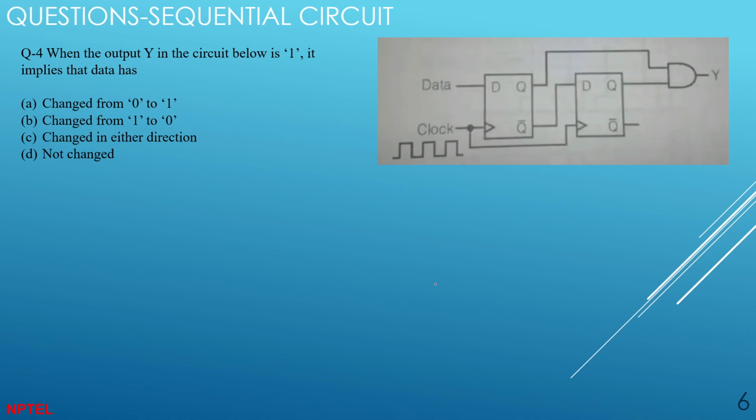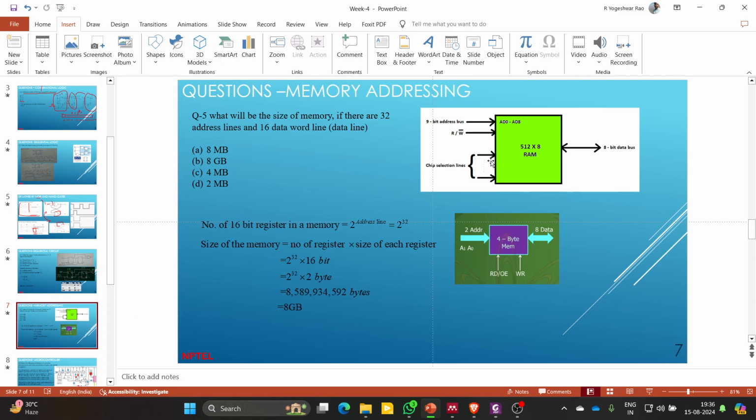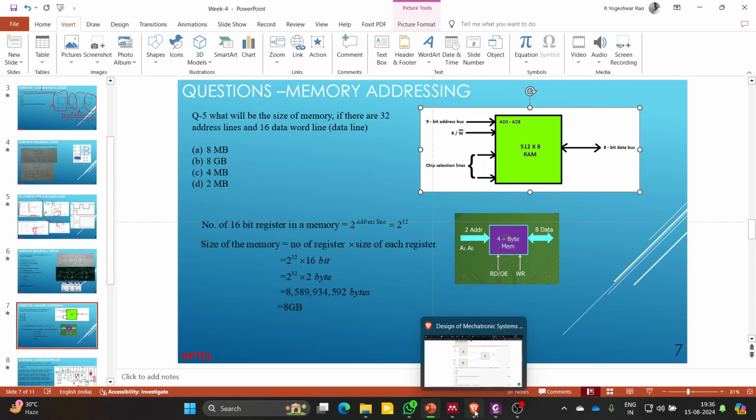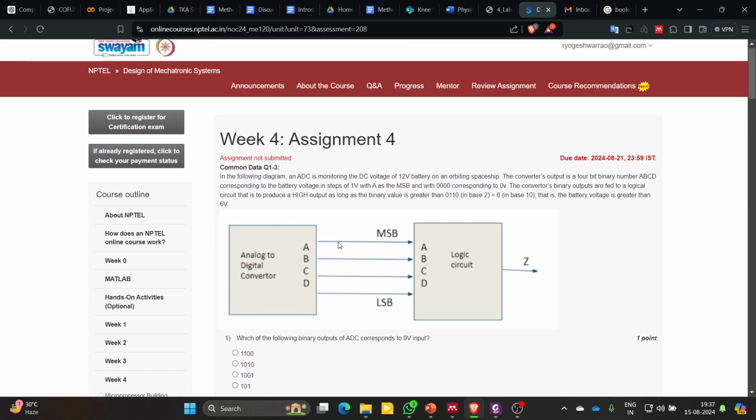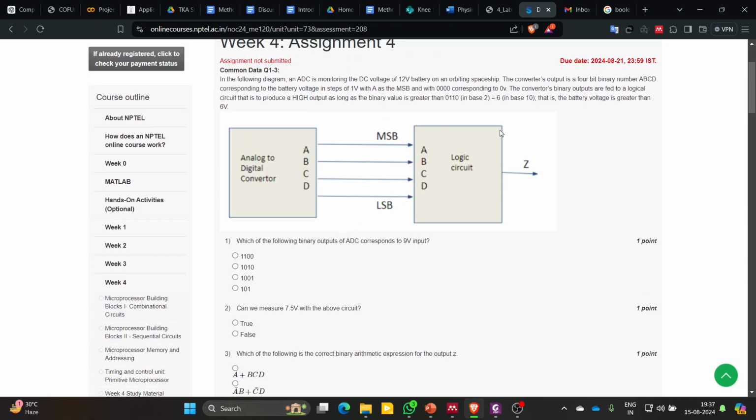Coming to the questions, this one is on sequential circuits. There's also a question on RAM which I will solve. Then there is a question: which of the following binary outputs of the ADC contributes to 9 volts? These are basically simple questions. They have given 0 0 corresponding to 0 volt, and for values greater than 0.6, the battery voltage. These are basically ADC modules, analog to digital converters.